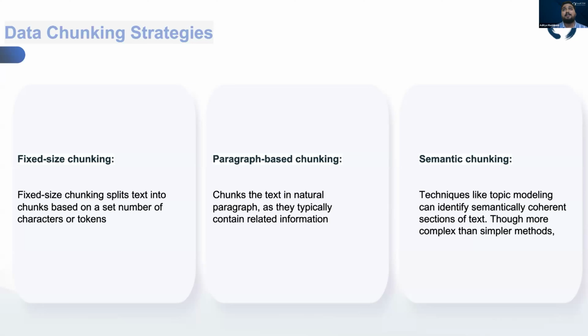So now, talking about the advanced strategy in the indexing phase, which is semantic chunking. Here, a technique like topic modeling can identify semantically coherent sections of our text. Based on that, it groups the text and converts it into chunks. In LangChain, we use the semantic chunker to perform this kind of chunking.